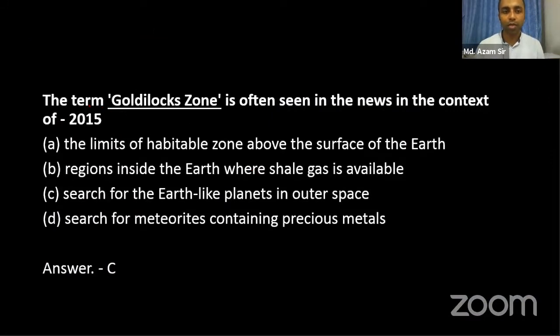This was a question that was asked in the year 2015. The term Goldilocks zone is often seen in the news. Please try to read this question. The answer is given, but you can read this. I will give you answers for simple questions, and I will ask difficult questions. So please try to attempt this question.